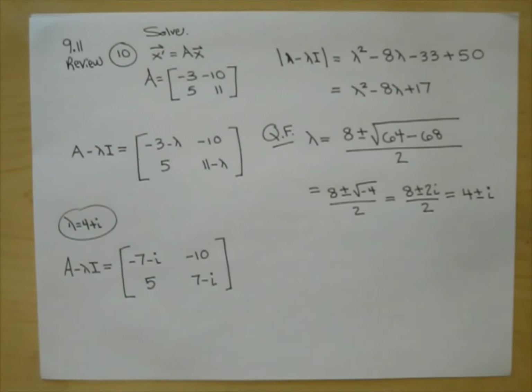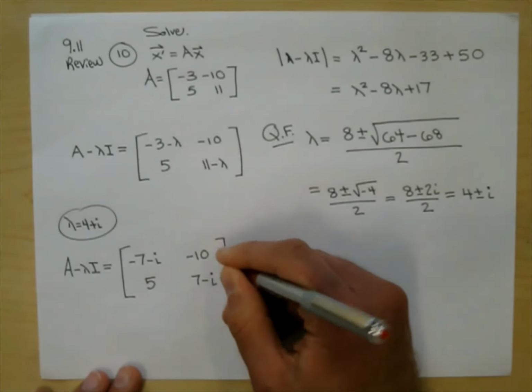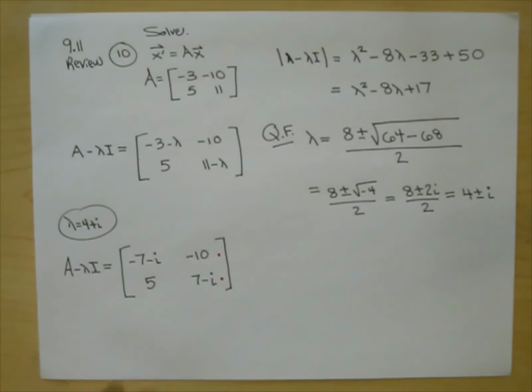Okay. What am I trying to find on this matrix? I'm trying to find the null space. And I'm not going to write out A minus lambda I times V equals the 0 vector. We don't need to do that each time.